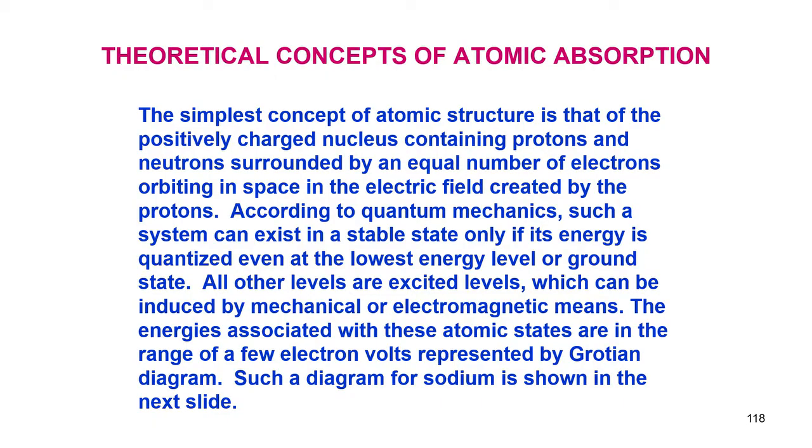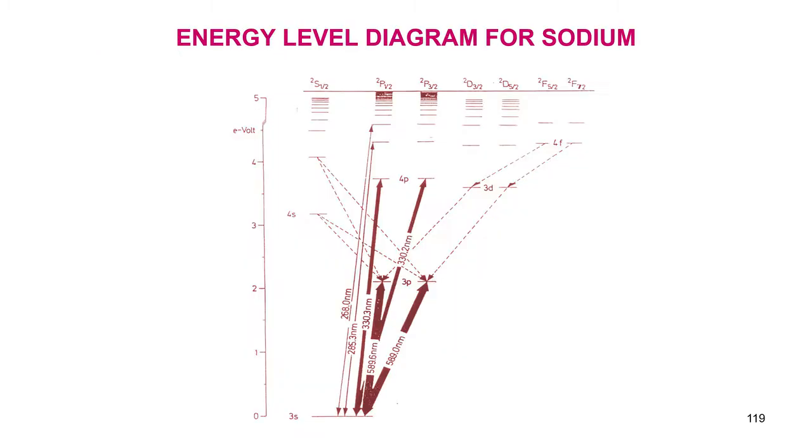So, how do we do that? We can do it by inducing electrical energy or mechanical energy, or I can simply heat it. So, the energies associated with these systems are in the range of a few electron volts, that is represented by a Grotrian diagram. So, what is a Grotrian diagram? That I will show you in the next slide.